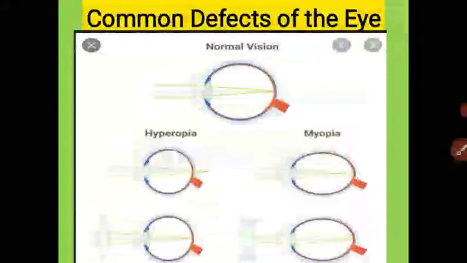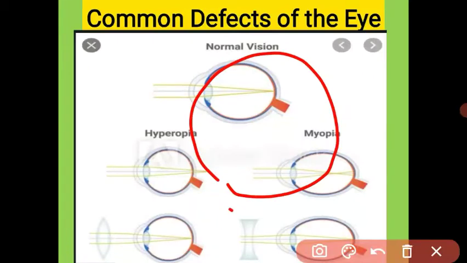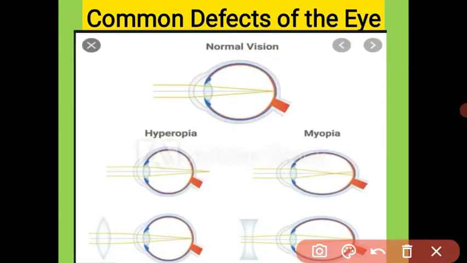See student, this is a normal vision. In the last video I explained how we see. The rays reflected from the object pass through the cornea, iris, conjunctiva, lens, aqueous chamber and vitreous chamber, and the image forms on the retina, on the yellow spot. But with some defects, the person is not able to see properly.